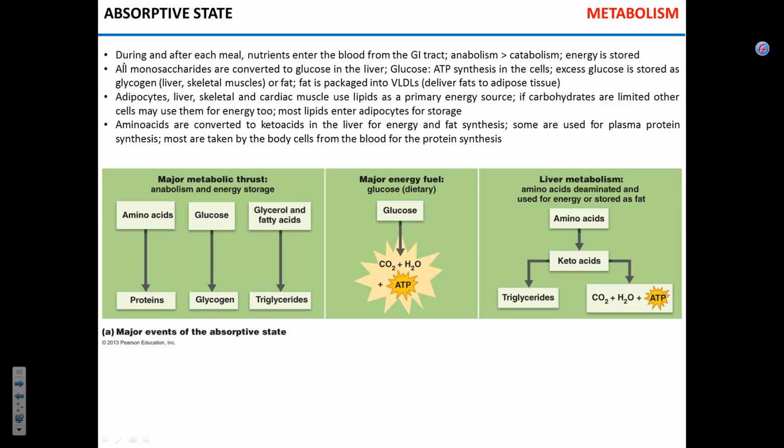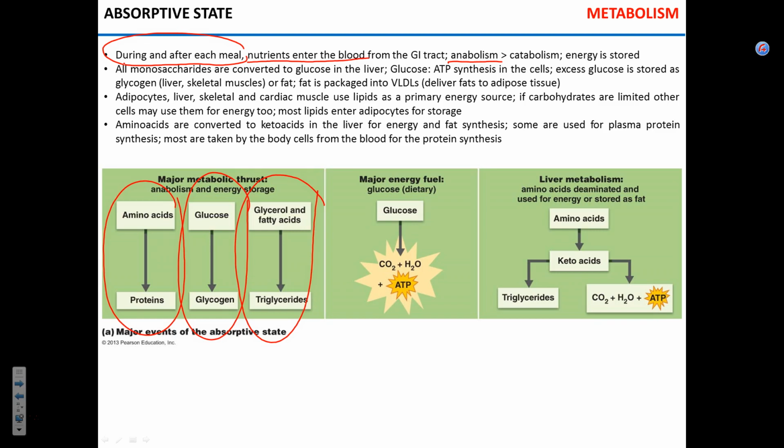Clear? So the first state is absorptive state. Absorptive state is the one after each meal. So now think what happens when you eat, food gets digested and nutrients enter the blood. Abundant nutrients are absorbed into the cells where they are used for synthesis or anabolism of biological macromolecules. Protein is going to be synthesized from amino acids. Glycogen will be synthesized from glucose. Glycerol and fatty acids, wherever they come from, will be used to synthesize triglycerides.